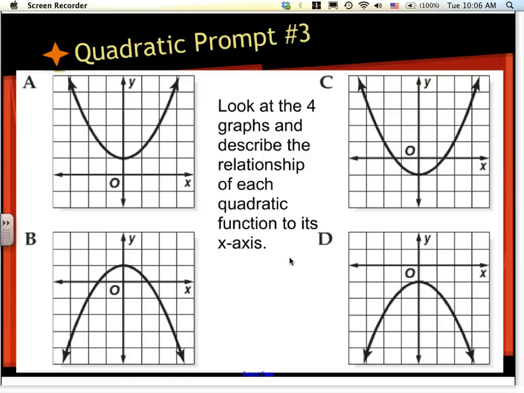Okay, so for our prompt today, I just want you to look at these four graphs right here, A, B, C, and D. And I want you to describe, if you can, the relationship of each quadratic function to its x-axis. Notice that I'm using the term quadratic function. Do not call it a quadratic equation, call it a quadratic function, because we're actually having a graph now, a graph pertaining to a function.